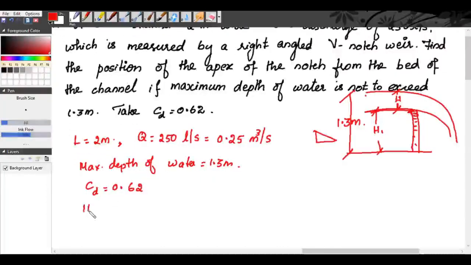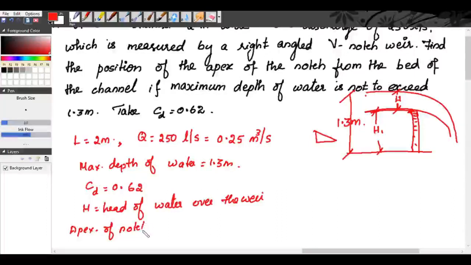Okay. So what is H? H is equal to head of water over the weir. And H1, we need to find, the position of the apex of the notch from the bed of the channel. So apex of notch from the bed of channel, that is H1, is equal to 1.3 minus H.